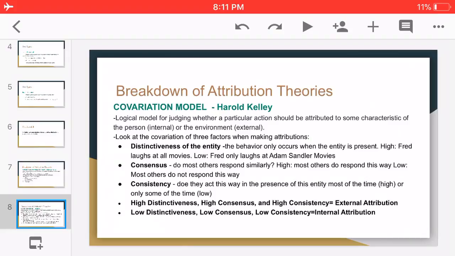The most popular attribution theory is the covariation model by Harold Kelley. This is a logical model for judging whether a particular action should be attributed to some characteristic of the person or the environment. So it's internal or external. It's basically like a little formula based on these three things: the distinctiveness of the entity, the consensus, and the consistency. So if you have high distinctiveness, consensus, and consistency, it's external attribution. If you have low distinctiveness, low consensus, and low consistency, that relates directly to internal attribution. So that's a neat little formula there to figure out which type of attribution you're looking at.